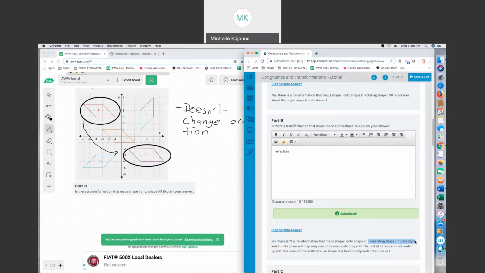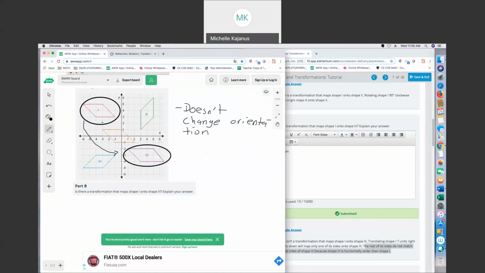Translating the shape 7 units right and 7 units down will map only one of its sides onto shape 3. The rest of its sides do not match up with the sides of the shape because shape 3 is horizontally wider than shape 1. And this is the tricky thing. If you look at these, they look like they are the same shape. They look like they're congruent, but they're actually not. So just make sure that you keep an eye to the small detail.